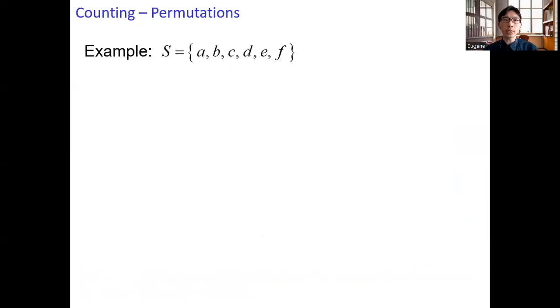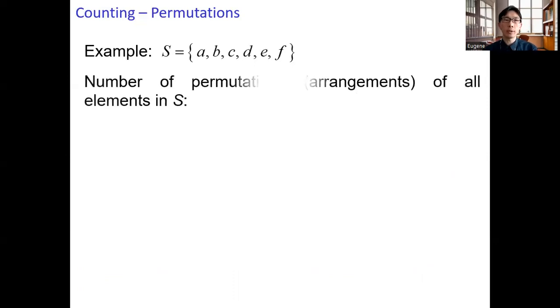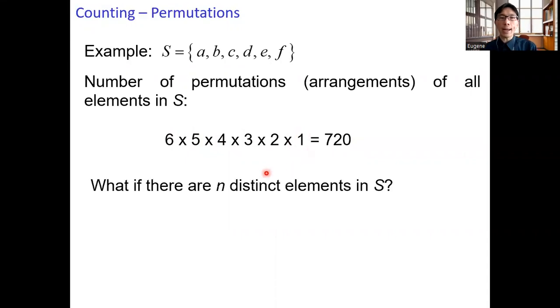Suppose now the sample space consists of 6 letters, A, B, C, D, E, F. So the number of permutations or arrangements of all elements in the sample space is equal to 720. 6 choices for position 1, 5 choices for position 2, 4 choices for position 3, etc., until the last position, where we have no choice, the remaining letter. What if now the sample space consists of n distinct elements? What is the formula?